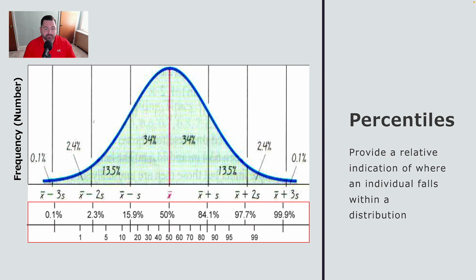So for example, in a perfectly normal distribution, the mean, the average score, the median, the middle score, and the mode, the score that occurs most often, are all going to equal 0. And so this X bar value is represented by 0, at which 50% of the scores fall above the 0 and 50% of the scores fall below the 0.